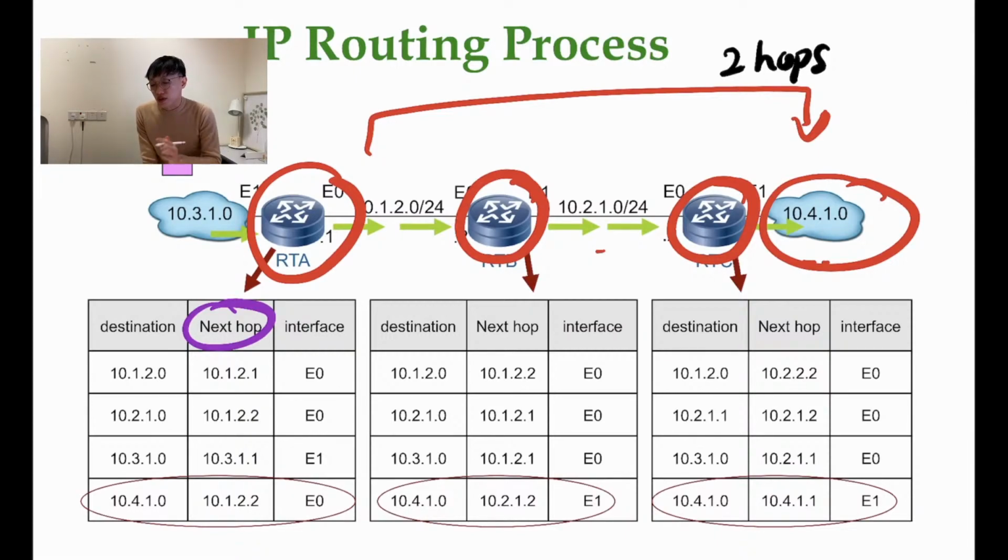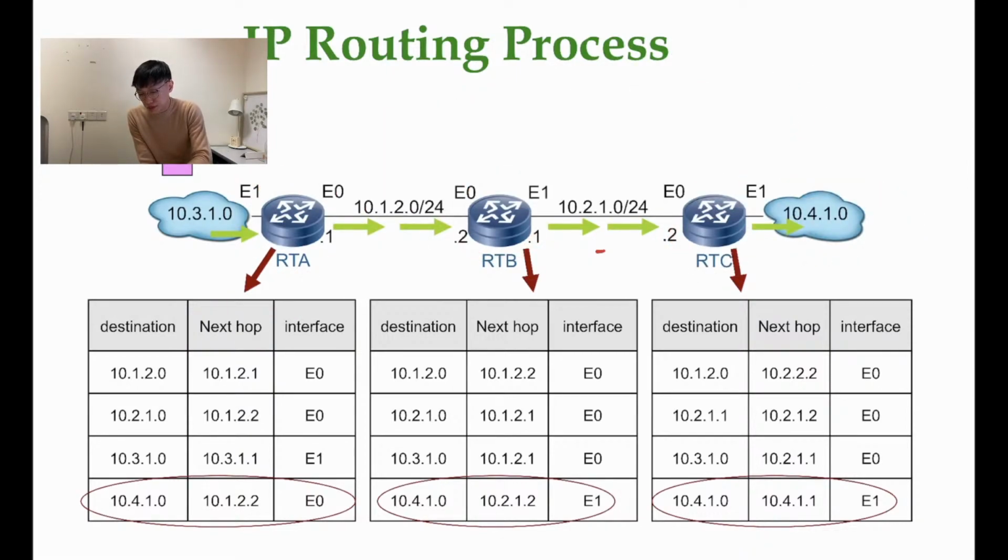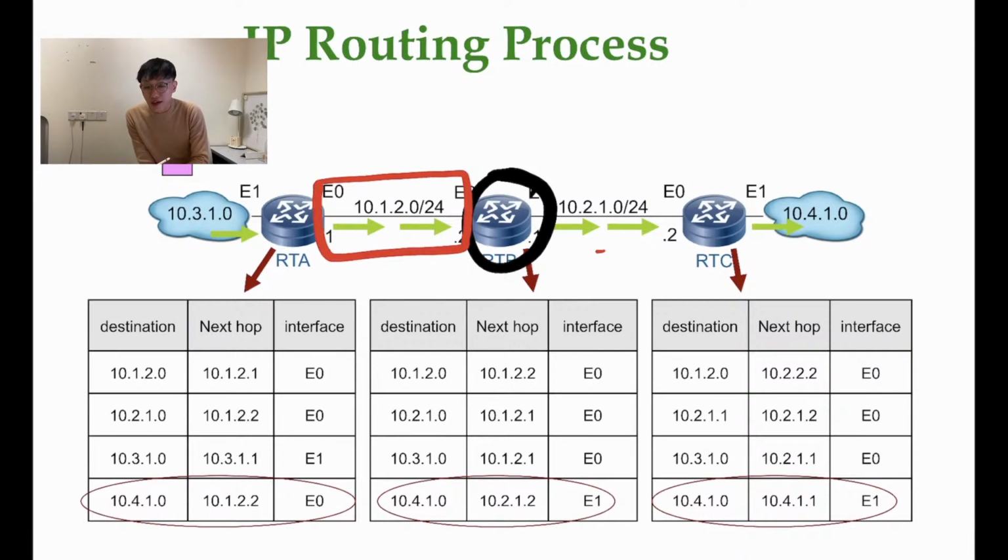Okay, so I'll give you another example, in context of router B. Now we are talking about router B, not router A right now. So I'm router B. There are two directly connected networks here. 10.1.2.0 is directly connected to router B, and 10.2.1.0 and 2.0. So these are directly connected to router B.